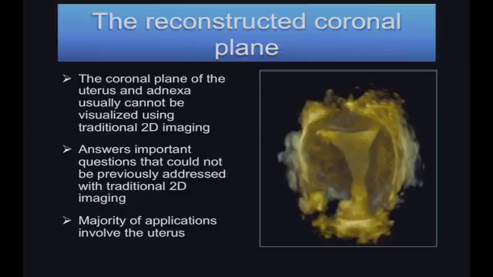So problem solving surrounds the use of the reconstructed coronal plane. The coronal plane of the uterus and adnexa usually can't be visualized using traditional 3D imaging, but it answers important questions that could not be previously addressed with traditional 2D imaging. And the majority of these applications will involve the uterus. And as you can see here, we have a surface-rendered 3D coronal image of the uterus, which of course is normal.